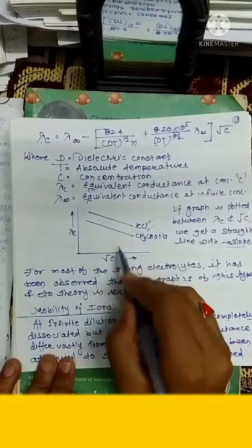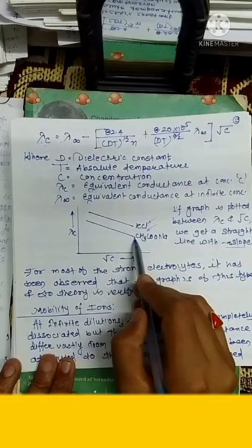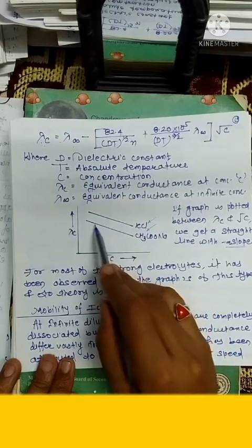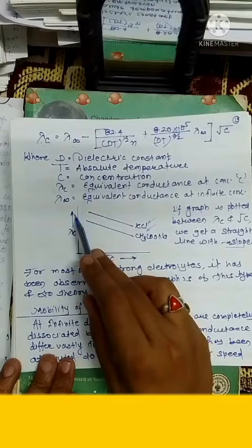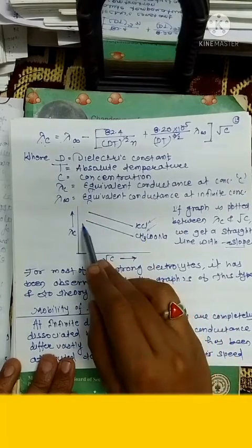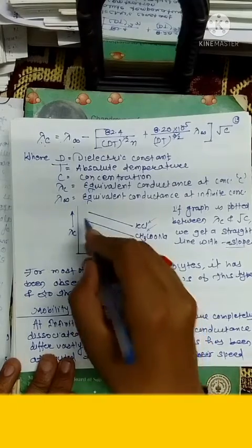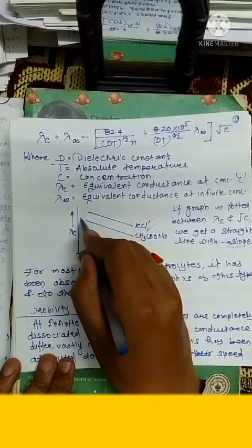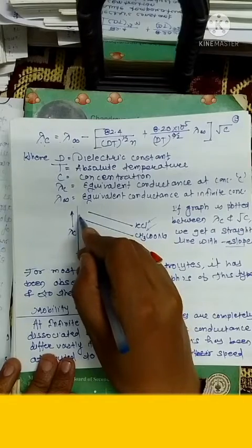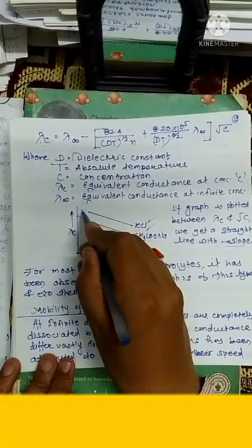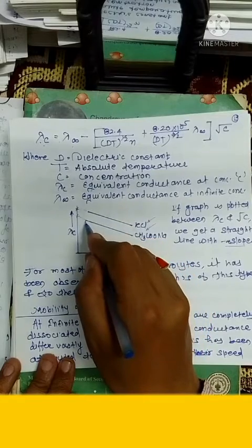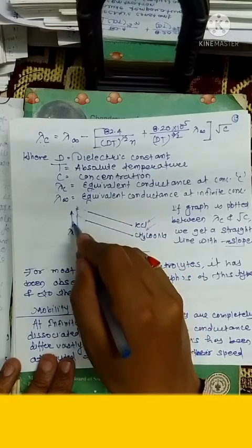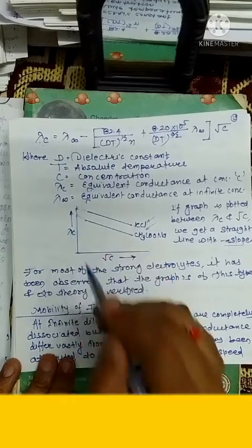So from this graph we see that as the dilution increases, the value of equivalent conductance for a strong electrolyte increases. If we extrapolate this line on the y-axis, we come to the conclusion that for a strong electrolyte there is a limiting value of lambda, that is, equivalent conductance.